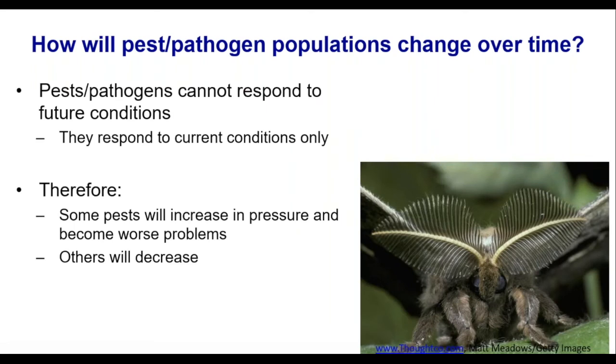It's also important to realize that pests and pathogens can't respond to future conditions. They might look like they have little satellite dishes as antennae, but they can only respond to current conditions. So they're not going to go, oh, this area is going to be great in 10 years' time, I'm going to hang out here. That's not how things work. They respond to the current conditions. If it's good conditions, their populations are going to go up. If it's bad conditions, they're going to go down. And the distribution will potentially spread.